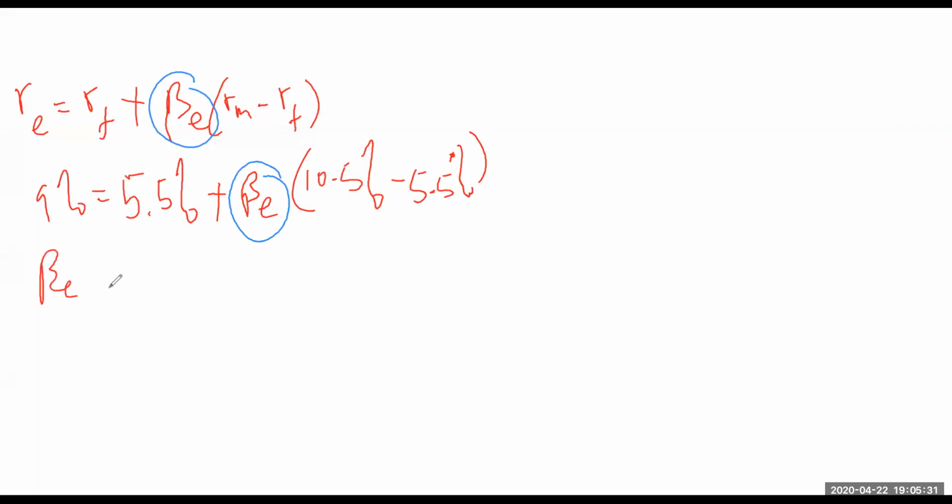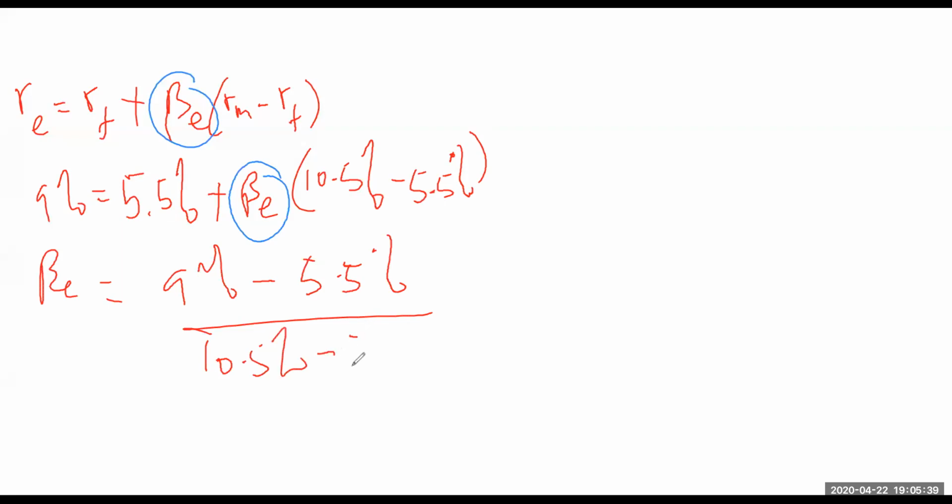Therefore, the equity beta will be equal to 9% minus 5.5%, divided by 10.5% minus 5.5%. I think someone has an answer already in the chat, and you get 0.7 to be the equity beta for this particular stock.